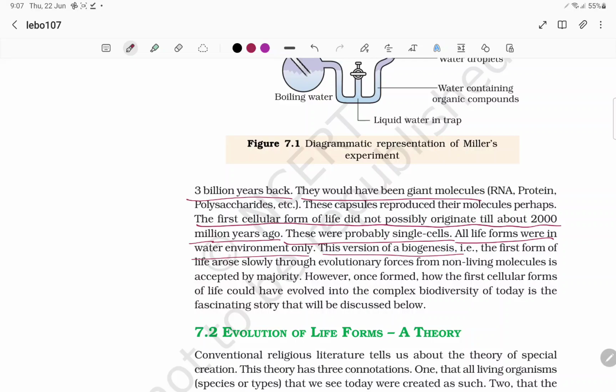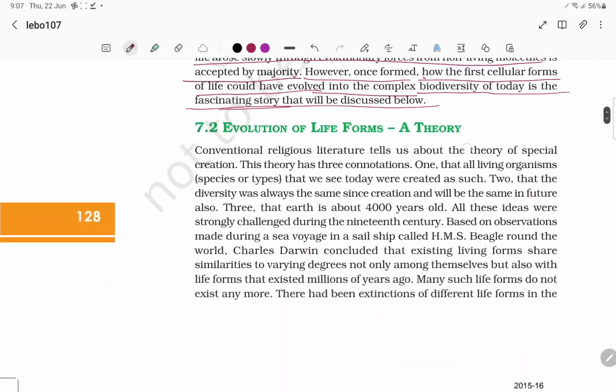This version of abiogenesis, that is the first form of life arising slowly through evolutionary forces from non-living molecules, is accepted by the majority. However, once formed, how the first cellular forms of life could have evolved into the complex biodiversity of today is a fascinating story that will be discussed below.